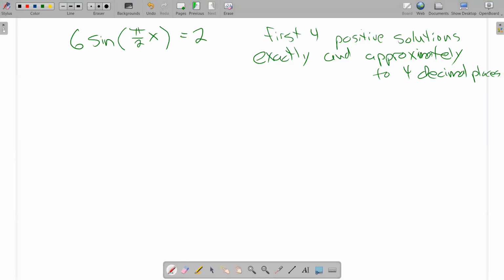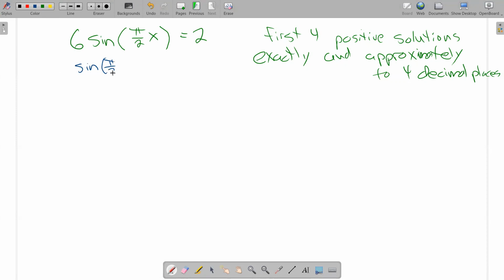So let's see if we can find the first four positive solutions here, exactly and approximately. We can check it on a graph. The recommended way I proceed here is to first solve for the trig function. In this case, I'm going to solve for sine. Just divide the 6 to the other side.